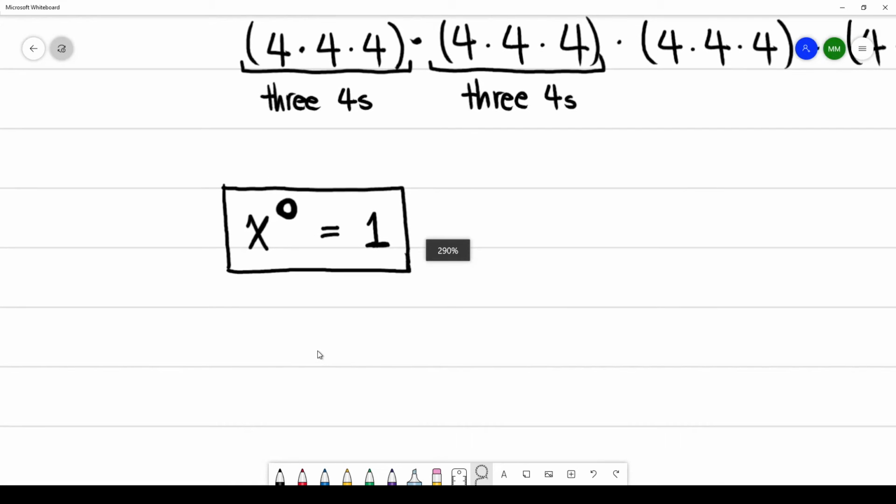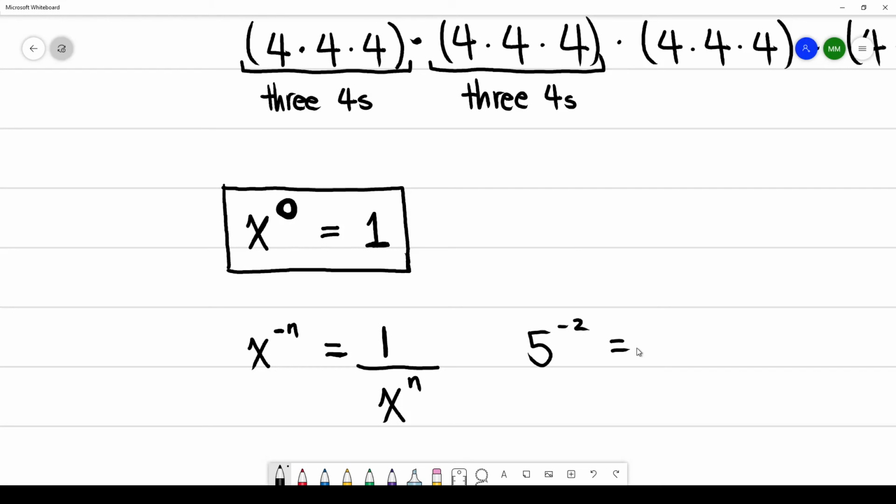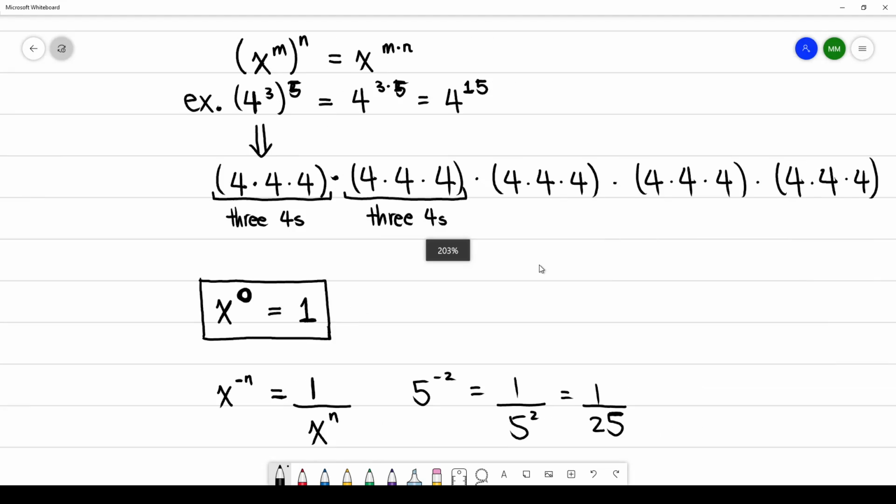And the other thing, this one I won't talk too much about. You just have to recognize that you can have a negative exponent, and that doesn't mean the number becomes negative. That simply means it becomes 1 over x to the n. So for example, 5 to the negative 2 doesn't mean negative 25. It means 1 over 5 to the 2, and that's equal to 1 over 25. So this is just a brief lesson on exponents. Yeah, that's everything.